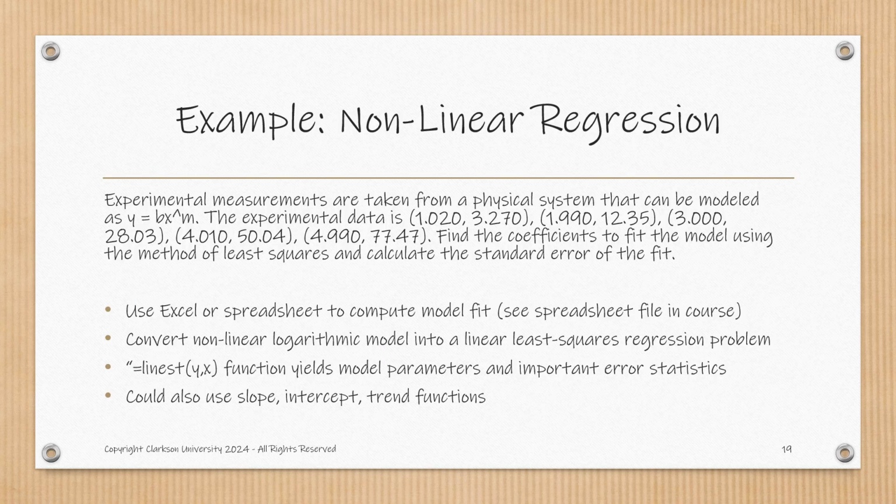We'll finish our regression and modeling section with an example problem. Here we have experimental measurements that are taken from a physical system, and they can be modeled by the relationship y equals b times x to the nth power. There's some experimental data provided. Our job is to find the coefficients to fit the model using the method of least squares and calculate the standard errors for the fit. We'll use a spreadsheet, and data is provided in the course page as well.